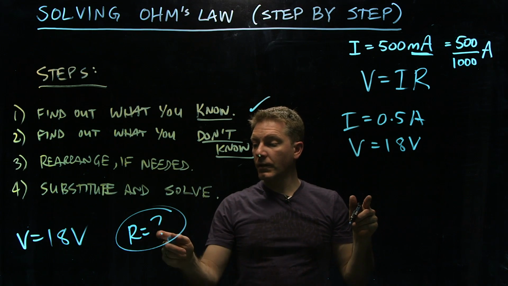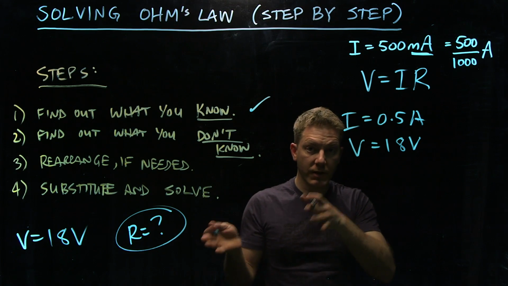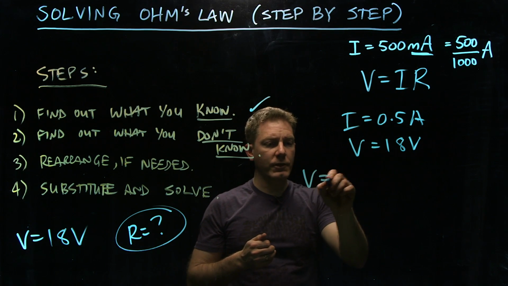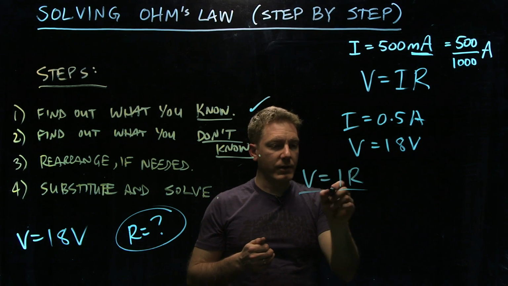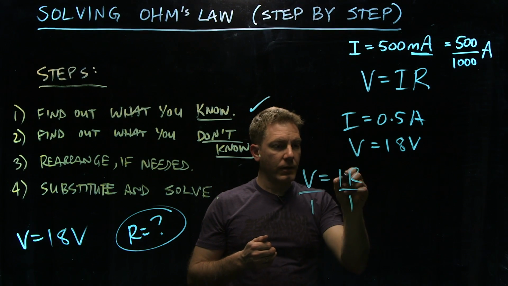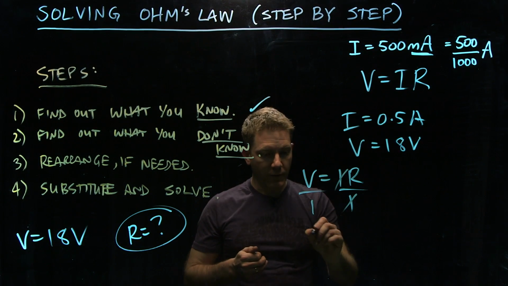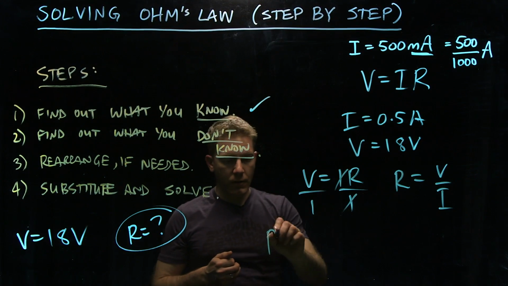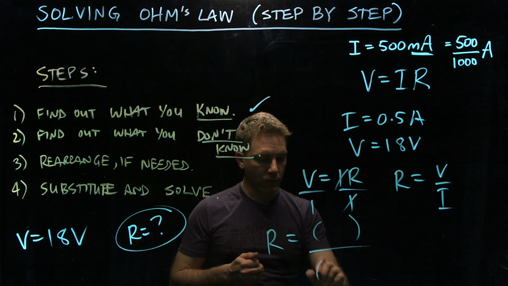Okay, so now we need to rearrange if needed. Is it needed? We need R on the left side, everything else on the right side. So R has to be by itself. So V equals IR. To get R by itself, we divide both sides by I. So these go away. R equals V over I.